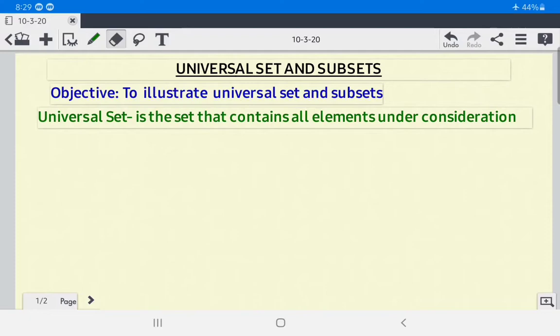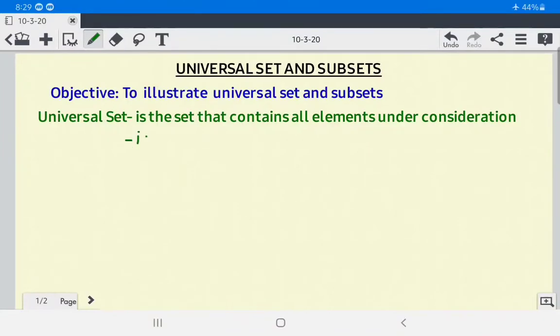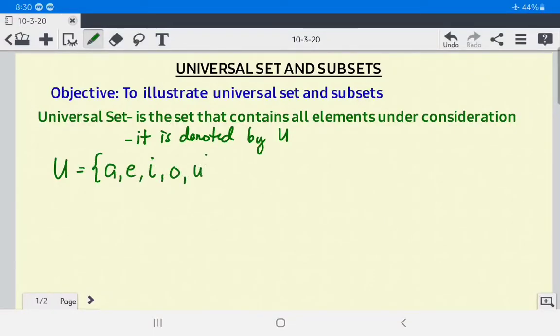Let us first have the idea of what is a universal set. It is the set that contains all elements under consideration. It is also denoted by capital letter U. Now, let us have an example of universal set. Let's say U contains elements A, E, I, O, and then U.